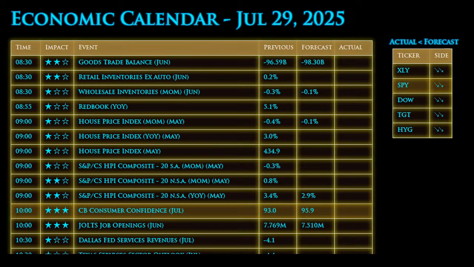The S&P 500 ETF could decline as reduced consumer sentiment raises concerns about future earnings growth. The Dow Jones Industrial Average may drop as consumer confidence impacts economic growth expectations negatively. Target Corporation could experience declines as retailers may face lower consumer spending.